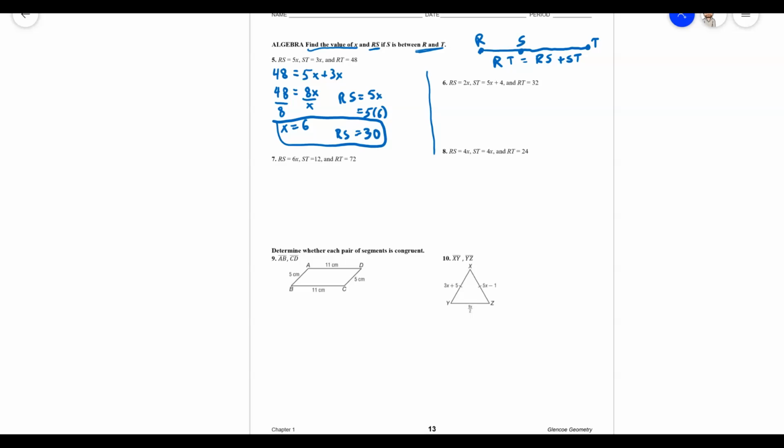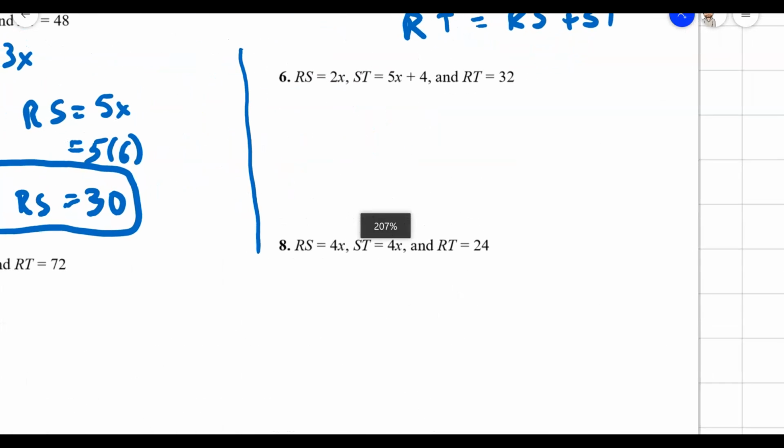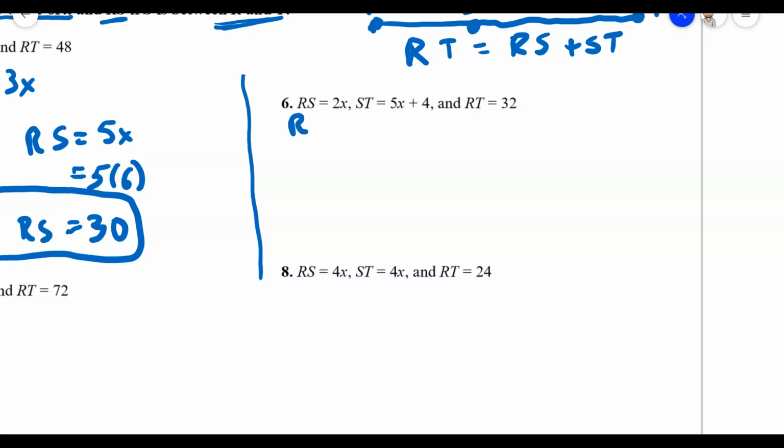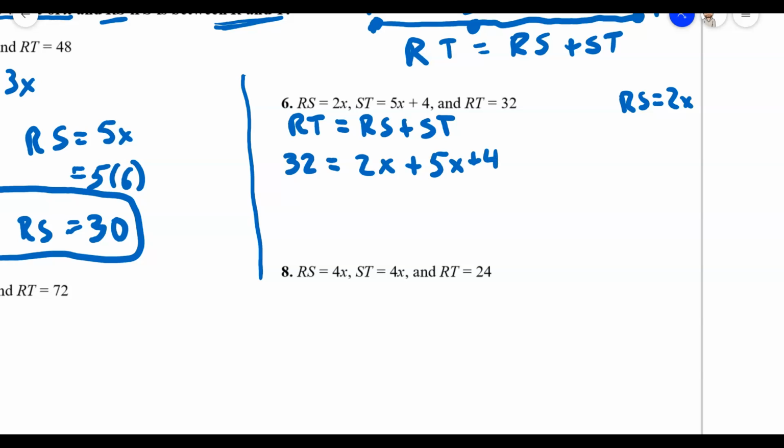Again, remember, take that equation that we started with, RT equals RS plus ST. It's going to be 2 steps. We figure out what x is first, and then we plug it back in to get RS. We know off to the side here, RS is 2x. Once I know what x is, then I can figure out what RS is. So RT is 32 equals RS, which is 2x, plus ST, which is 5x plus 4. Okay, so I have 32 equals 7x plus 4.